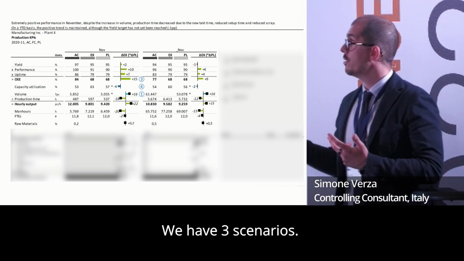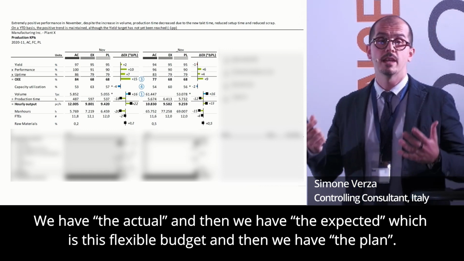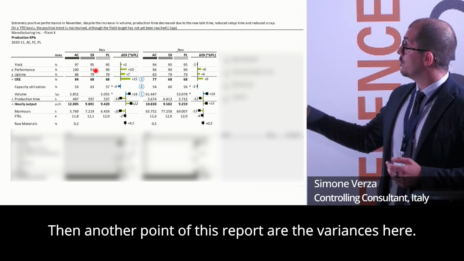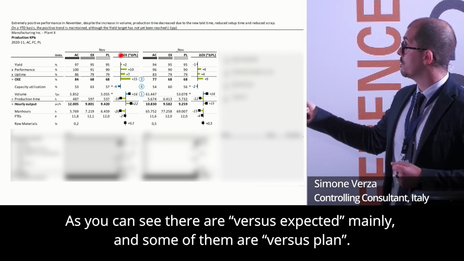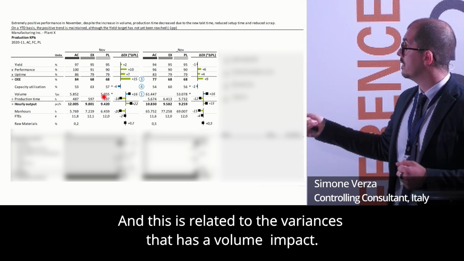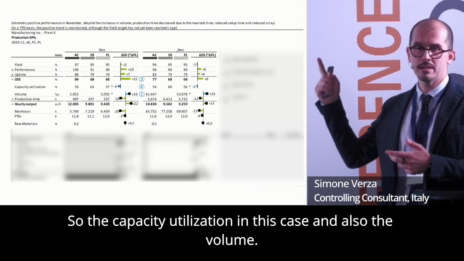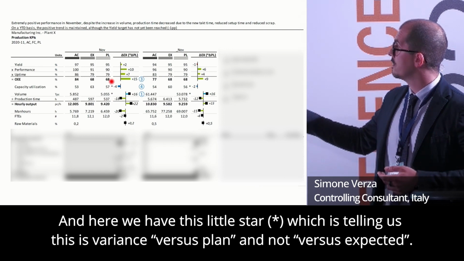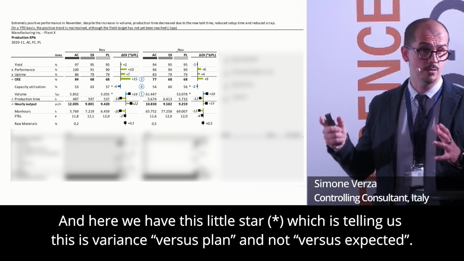We have three scenarios. We have the actual, then we have the expected, which is this flexible budget, and then we have the plan. Then another point of this report is the variances. As you can see, they are mainly versus expected, and some of them are versus plan, and this is related to the variances that have a volume impact. So the capacity utilization in this case, and also the volume, and here we have this little star which tells us this is a variance versus plan and not versus expected.